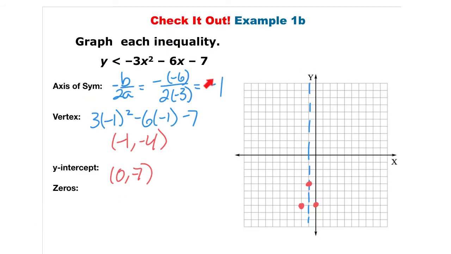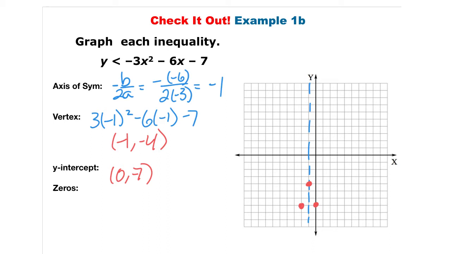Okay, here I found the axis of symmetry, I found the vertex, I found the y-intercept, and then I reflected that point across my axis of symmetry. I can see that my graph is going to open downward, which makes sense because this is negative out front. So I don't really need to find any zeros because my graph is not going to cross the x-axis.